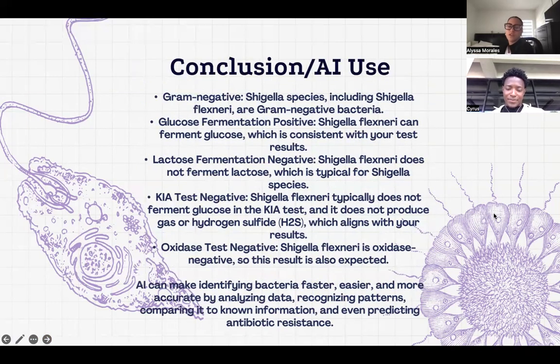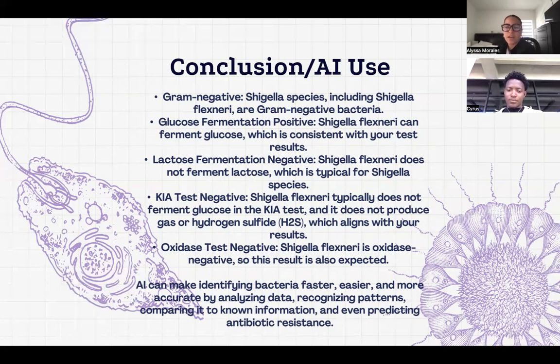The conclusion of our results: our gram-negative testing showed that it was a Shigella species, including Shigella flexneri, which is a gram-negative bacteria. The glucose fermentation positive result showed us that flexneri can ferment glucose, which is consistent with our test results. Lactose fermentation negative: flexneri does not ferment lactose, which is typical for the Shigella species. The KIA test was negative, which shows that it does not ferment glucose in the KIA test and it does not produce gas or hydrogen sulfide. The oxidase test was negative, which was also an expected result.